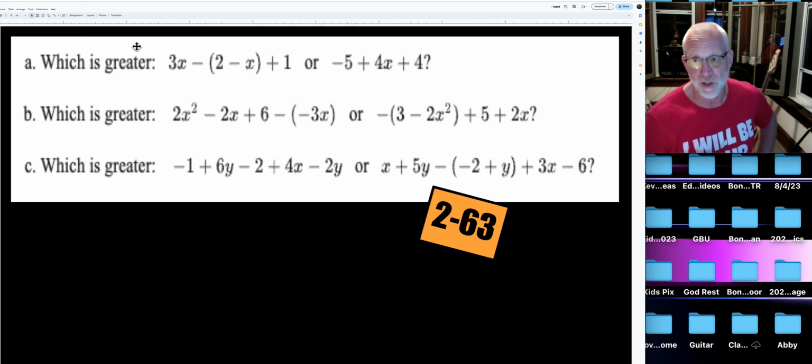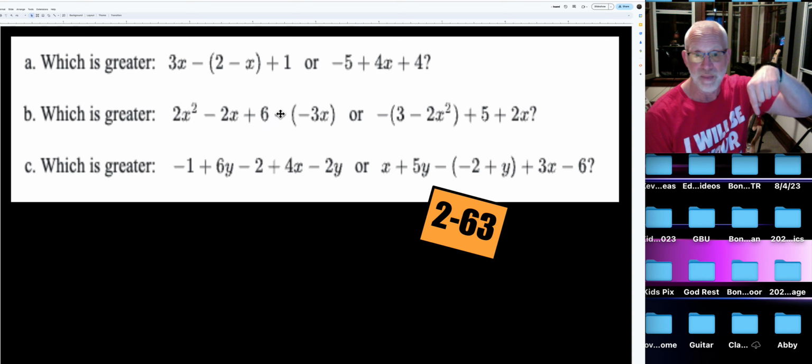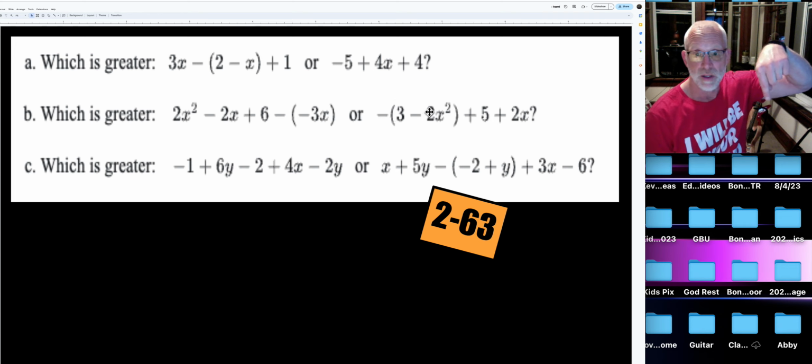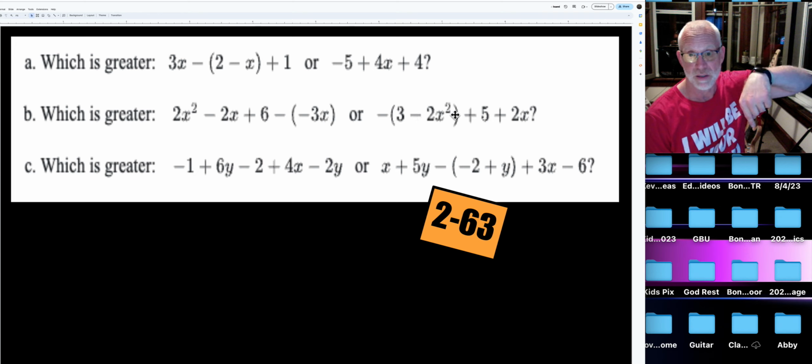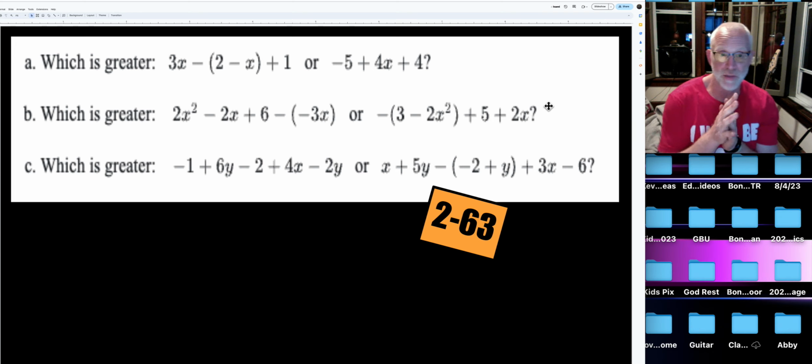The second one we're going to get to is on the left side of the board. I'm going to add 2x squared, 2 negative x's, 6 positives, opposite, negative 3x's. I'm going to compare that to, on the right side of the board, opposite, 3 negative 2x squareds, plus 5, plus 2x. Okay, balance that one out, see what we come up with.